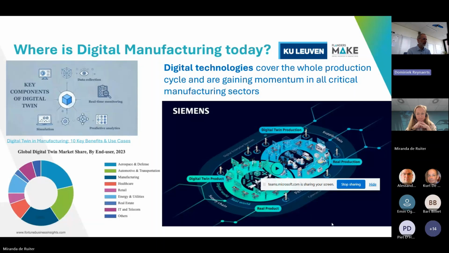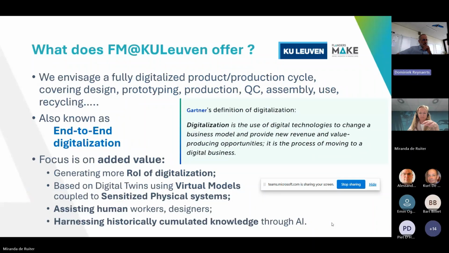And if you can push next slide, we go to the left here, where you see that the most important sectors are automotive, aerospace, basically, and manufacturing in general. So what we want to do as Flanders Make at KU Leuven is setting up a fully digitalized product production cycle and covering the whole part of design, prototyping, production, quality control, assembly, use of the product, and even recycling. This is commonly known as so-called end-to-end digitalization.